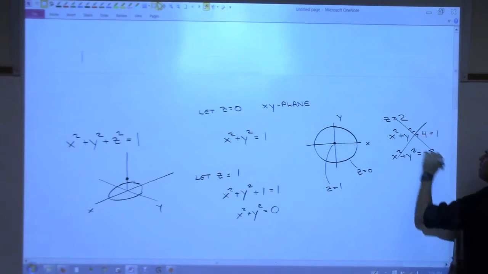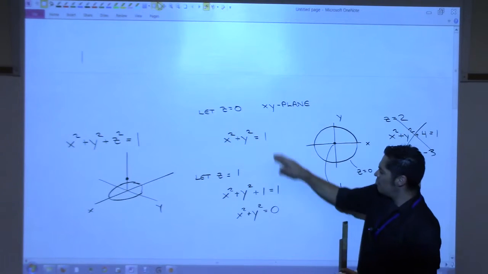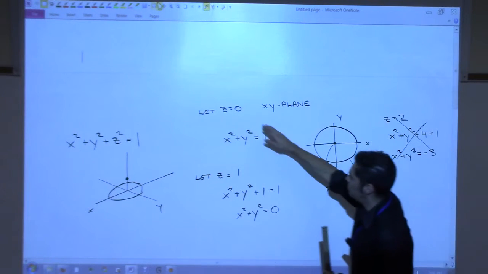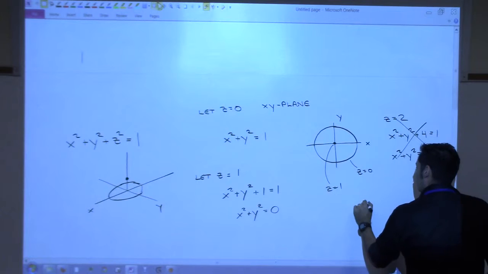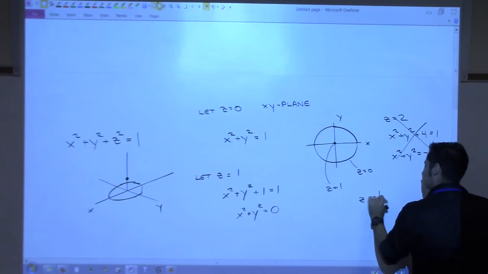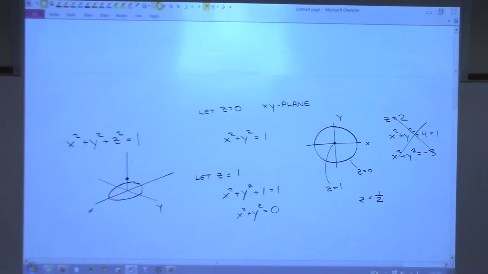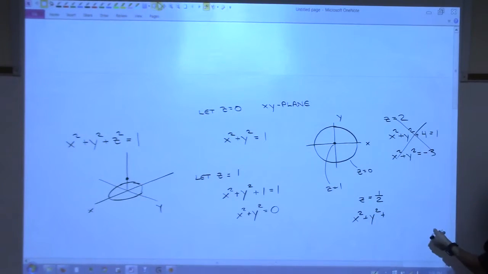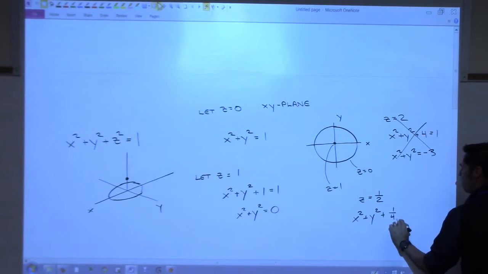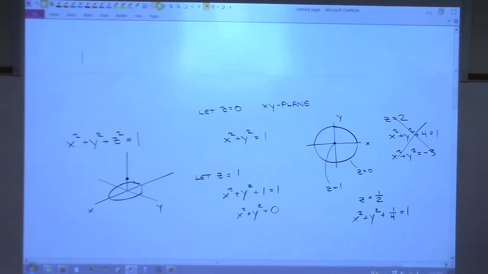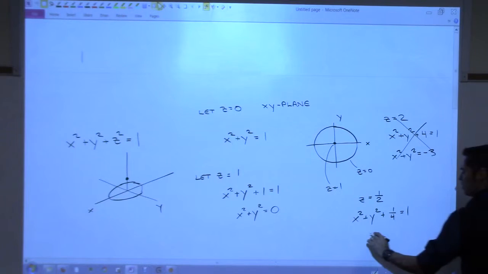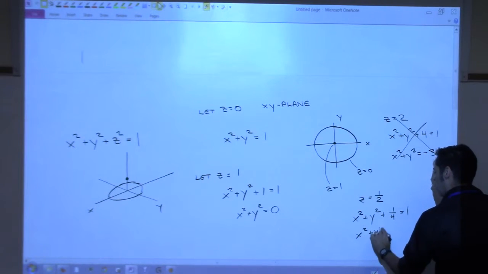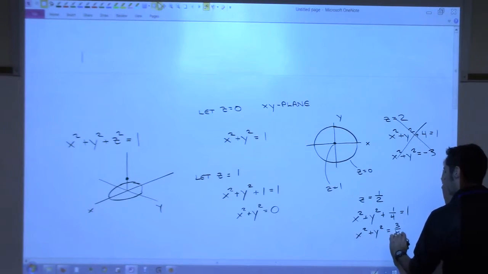So this doesn't work. So we've got to go something smaller, something between 0 and 1. So 0.5, how about 1/2? Can I do it that way? Z is a half. So if I do a half, x squared plus y squared plus a half squared, which is 1/4, equals 1. Subtract from both sides, x squared plus y squared equals 3/4.